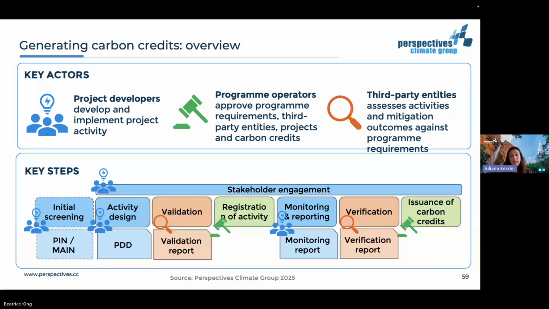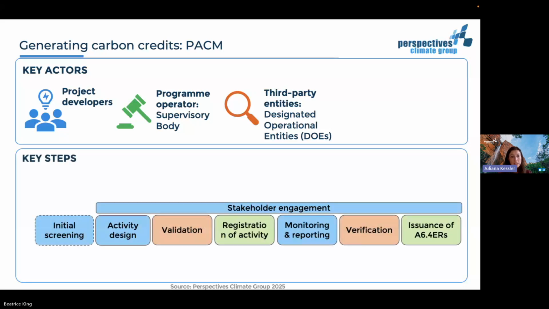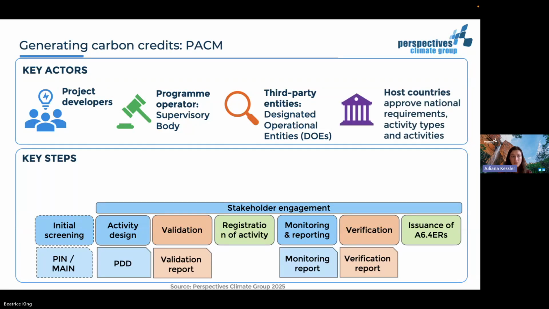When we now dive on the next slide into the PACM carbon crediting cycle, it's a similar process here. The documents might be called a little bit differently, but also under the PACM, we have the project design documentation, so PDDs. So initial screening, then activity design, validation, registration. So these are all the same steps, but now the host country also plays an important role.